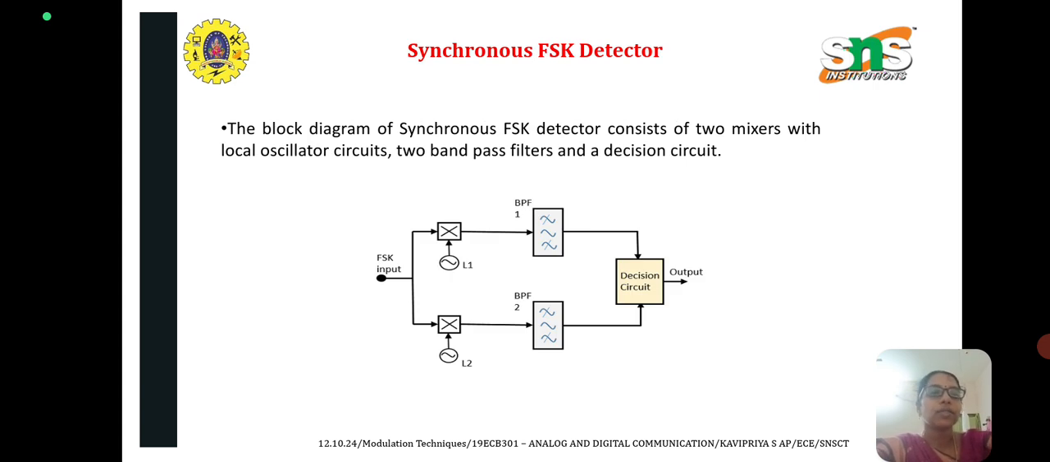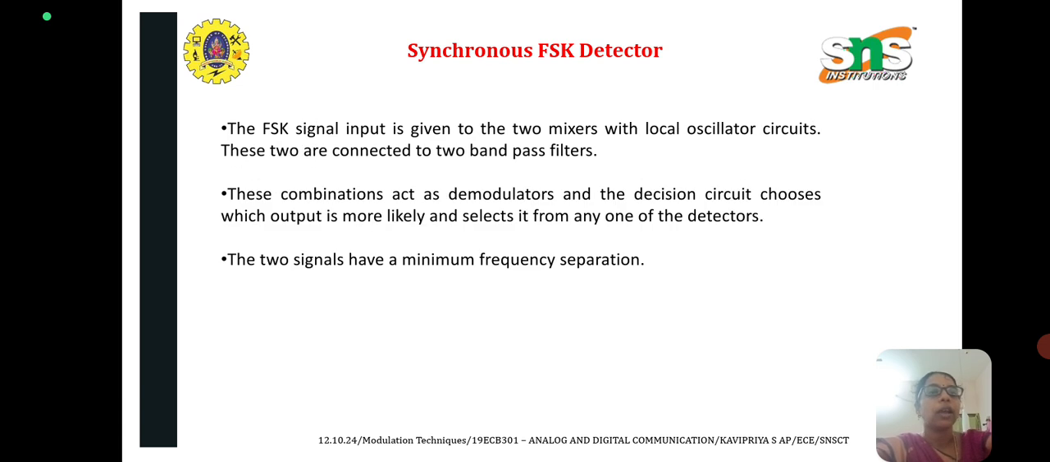Next is the synchronous FSK detector. The block diagram has mixers, and we have two local oscillators. One input to the mixer is the FSK input, and the other is a signal generated by the local oscillator. And we have two bandpass filters and a decision circuit. The FSK input is given to two mixers with the local oscillator circuits. These two are connected to the two bandpass filters. The combination acts as a demodulator, and the decision circuit chooses which output is more likely and selects it from one of the detectors. The two signals have a minimum frequency separation.